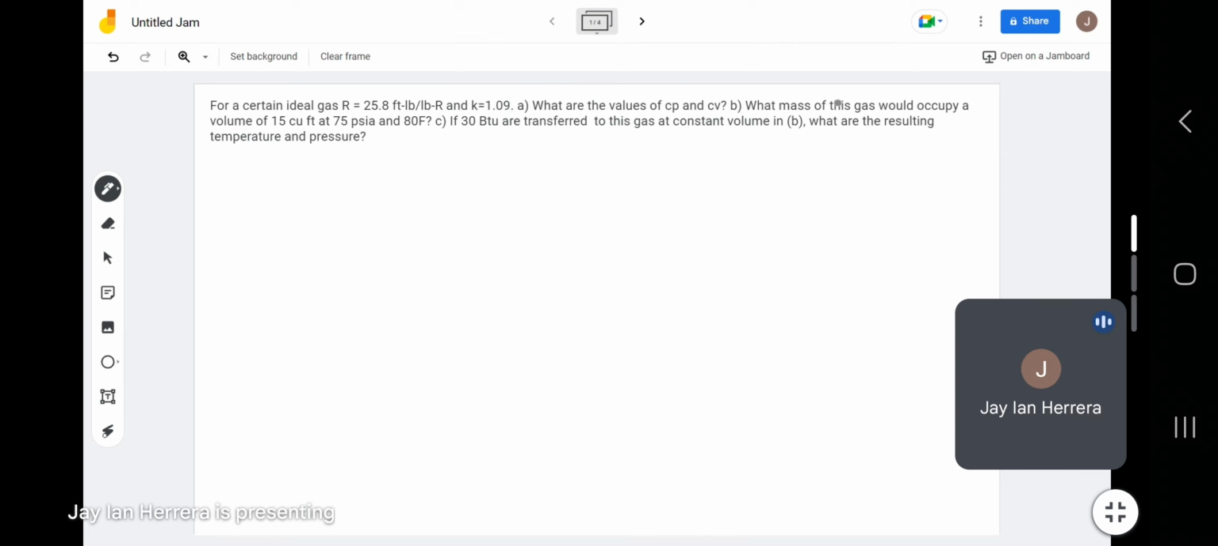And letter B, what mass of this gas will occupy a volume of 15 cubic feet at 75 psia and 80 degrees Fahrenheit? And also letter C, if 30 BTU are transferred to this gas at constant volume in letter B, so that is 15 cubic feet, what are the resulting temperature and pressure?